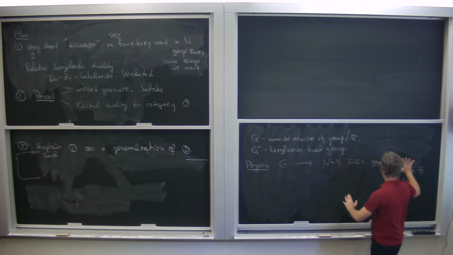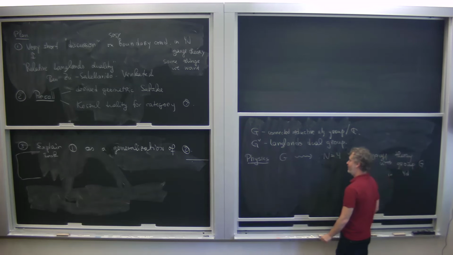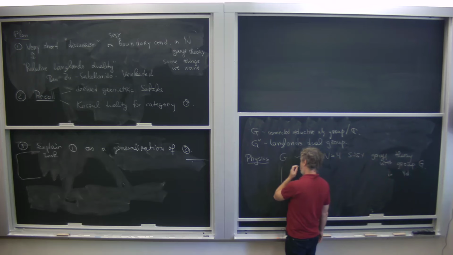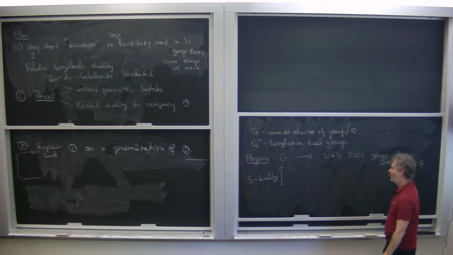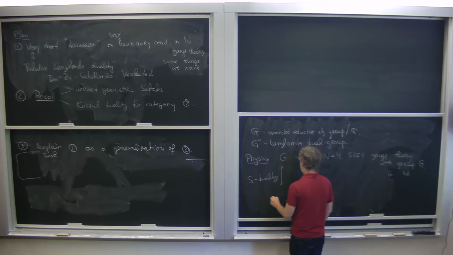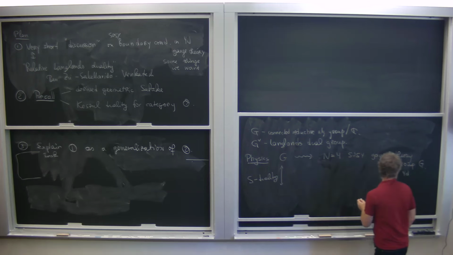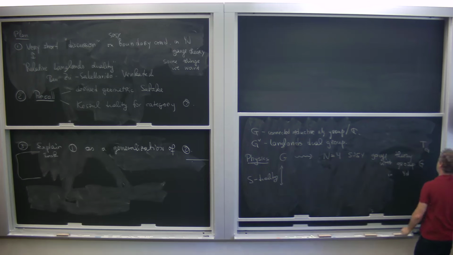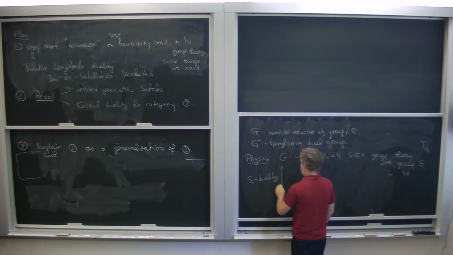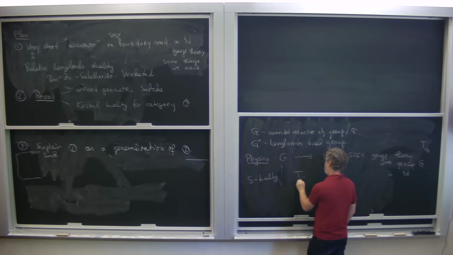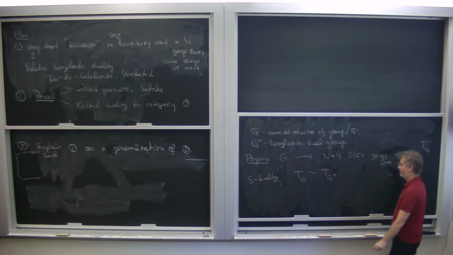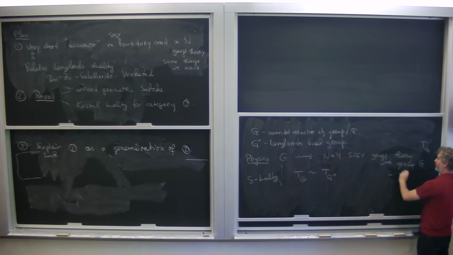So there is some kind of structure you can attach to this group, and the structure is the same; there's some equivalence, and this equivalence is called S-duality. Let me call this theory T sub G, the theory of G. S-duality says that T_G is equivalent to T_G check. And so there's a quantum gauge theory.